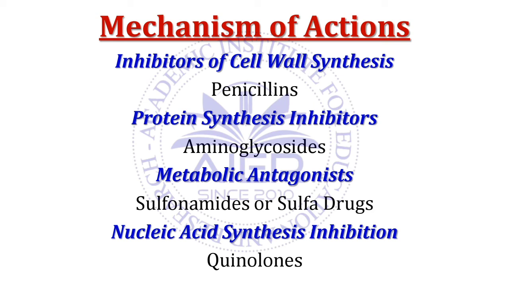Nucleic acid synthesis inhibition is also a part of the bactericidal as well as the bacteriostatic type of antibiotics. Both of them may follow this procedure to inhibit the growth or destroy the existence of the bacteria. Examples are quinolones. Both are examples of nucleic acid synthesis inhibitors. So that is all about that particular phase.